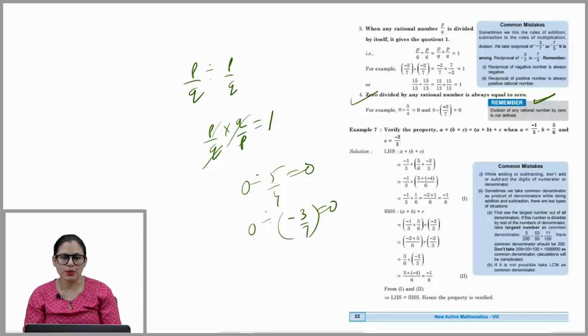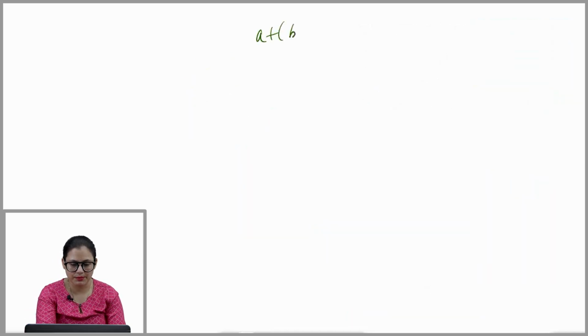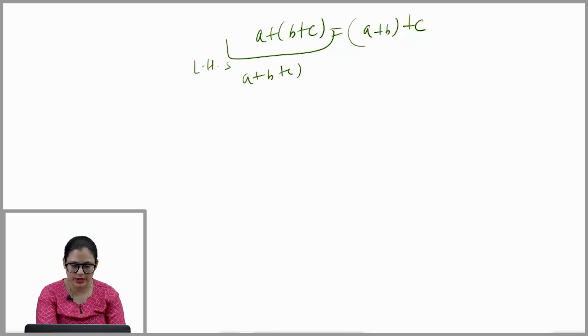Example 7, verify the property (A plus B) plus C is equal to A plus (B plus C), when A is equal to minus 1 by 3, B is equal to 5 by 6 and C is equal to minus 2 by 3. So we have to verify that (A plus B) plus C is equal to A plus (B plus C). First we will take LHS, that is (A plus B) plus C. So what is the value of A? Minus 1 by 3. Plus, what is the value of B? 5 by 6. And what is the value of C? Plus minus 2 by 3.